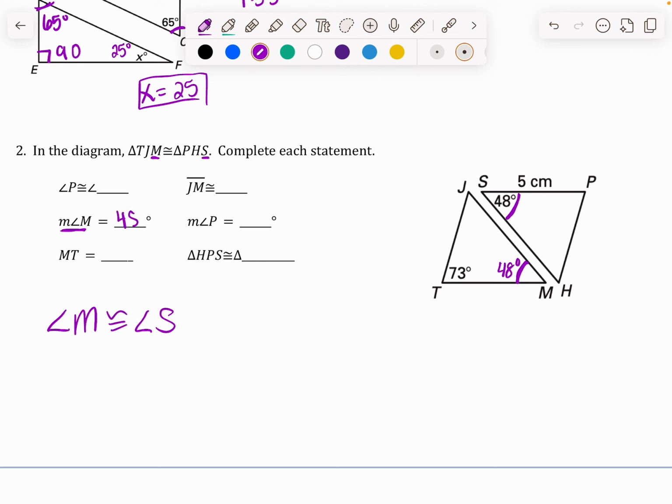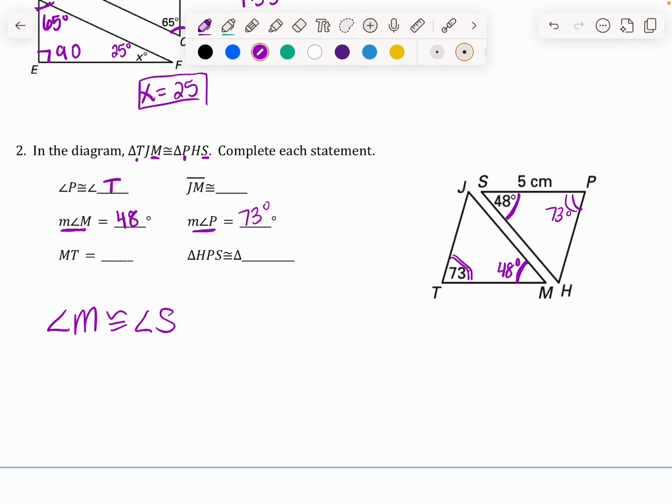also be 48 degrees. And then I have angle P is the first one here, so that would be congruent to angle T. And then down here, I want the measure of angle P. So since T and P are congruent and T is 73 degrees, this one would also be 73 degrees. Now I'd be able to find J and H by subtracting those from 180. But then I'm looking for side lengths here.